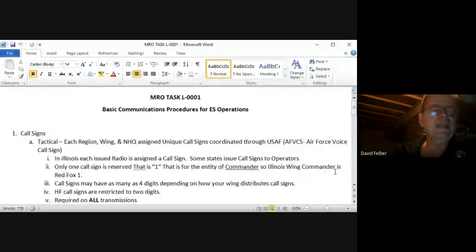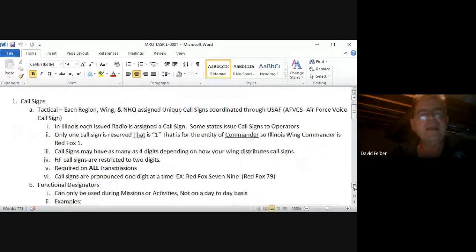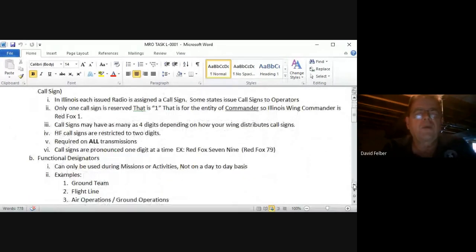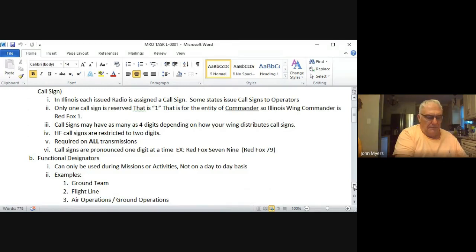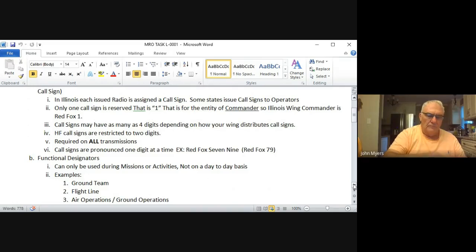Usually each wing has a licensing officer who assigns the call signs. If you are assigned a radio, or if you have a personally owned radio that meets compliance requirements, you will be assigned a call sign specifically to you that you can use. And you might use that same call sign over several different radios.